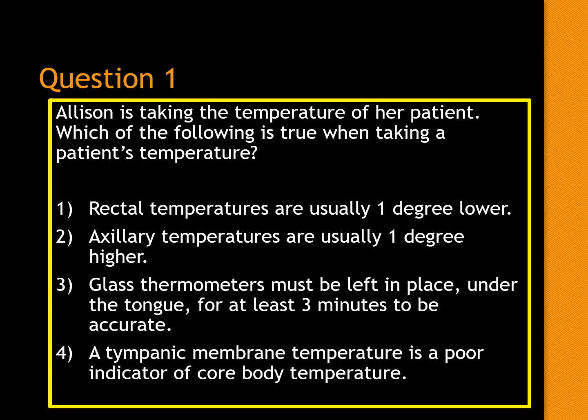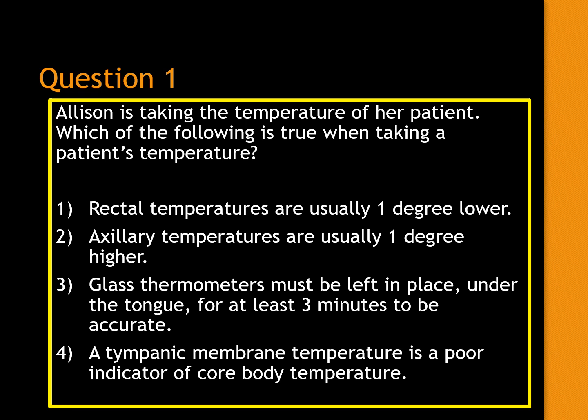All right, Allison's taking the temperature of her patient. Which of the following was true when taking a patient's temperature? Rectal temperatures are usually 1 degree lower. Axillary temperatures are usually 1 degree higher. Glass thermometers must be left in place under the tongue for at least 3 minutes. Or a tympanic membrane is a poor indicator of core body temperature.